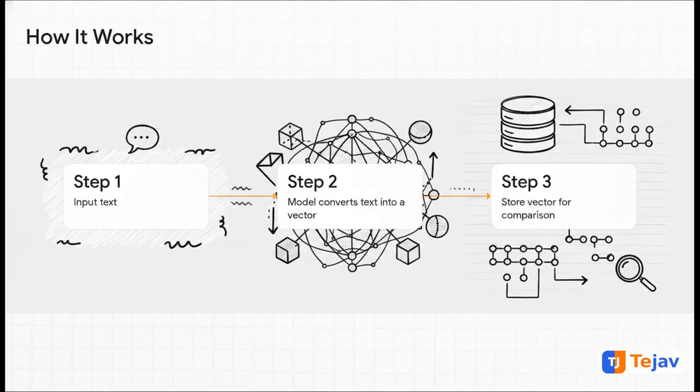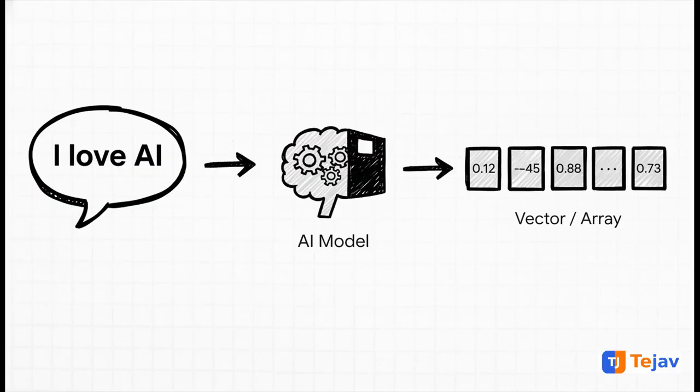So here's the basic process. First, you give it some text. That text gets fed into a really sophisticated AI model. And the model's only job is to turn that text into a special list of numbers called a vector. Then, that vector gets stored so you can compare it to other vectors later on. So let's make this a little more real. A sentence like, "I love AI," stops being just letters on a page. The AI model transforms it into a vector, which is just a fancy word for a long list of numbers. You can think of this list of numbers as coordinates, like a single point on a giant 1,000-dimensional map of meaning. It's kind of wild.